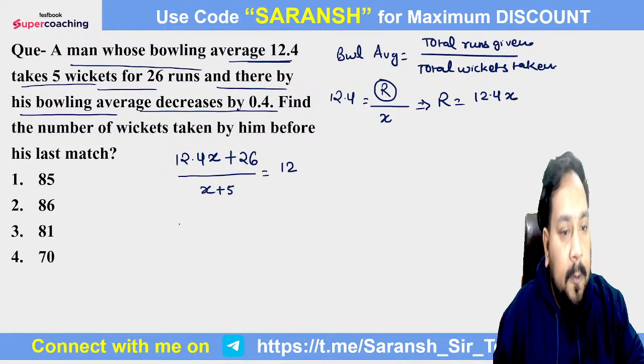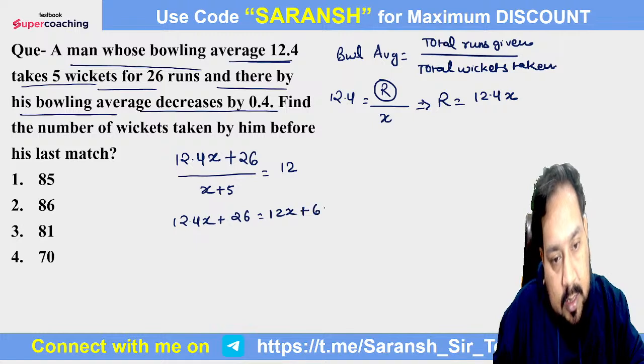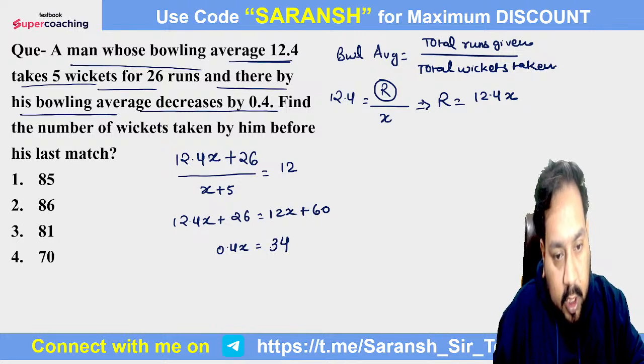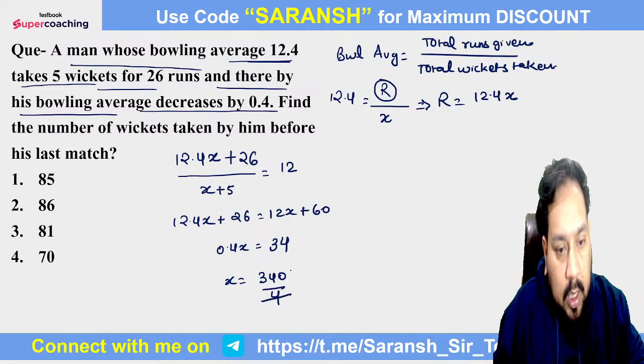12. Now just calculate it. That will be 12x plus 60.4x. It will be 34. Okay, x will be what? 340 upon 4. Now tell me.